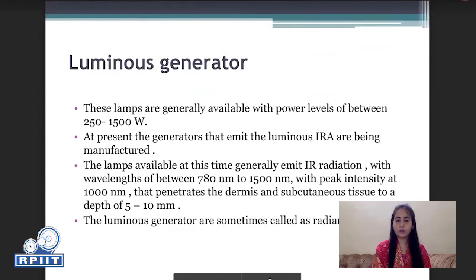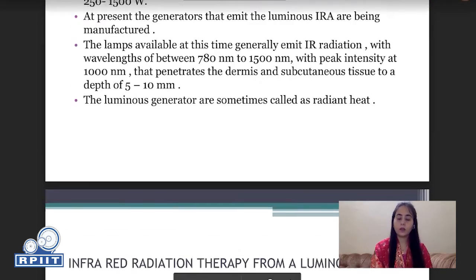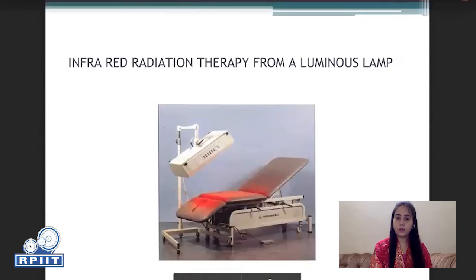Luminous generator: these lamps are generally available with power level of between 250 to 1500 watt. At present, the generators that emit the luminous IRA are being manufactured. The lamps available at this time generally emit IR radiations with wavelength of between 780 nanometer to 1500 nanometer with peak intensity at 1000 nanometer that penetrate the dermis and subcutaneous tissue to a depth of 5 to 10 mm. The luminous generators are sometimes called radiant heat. This is our luminous lamp.